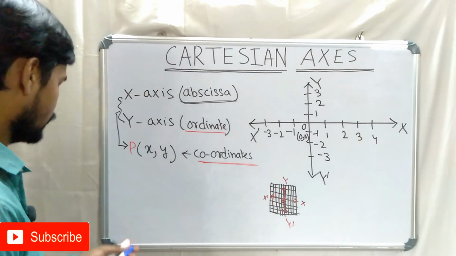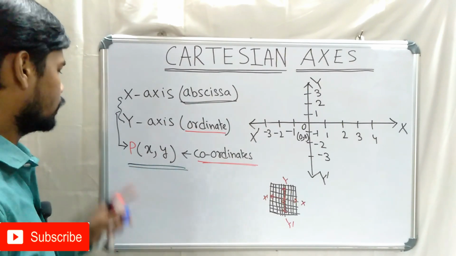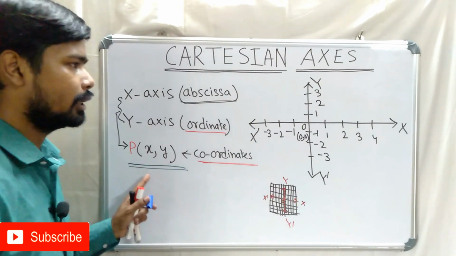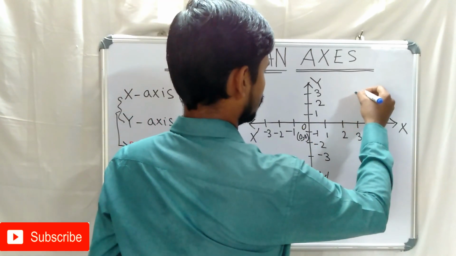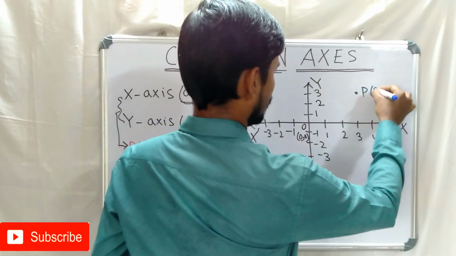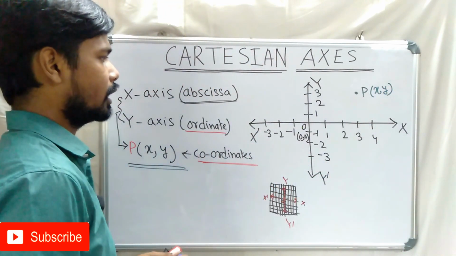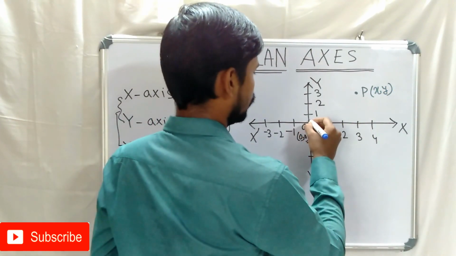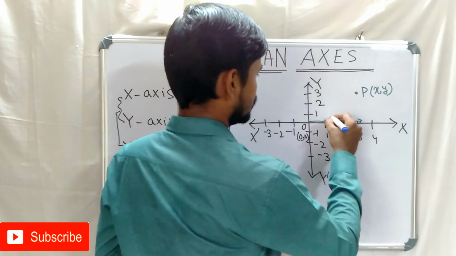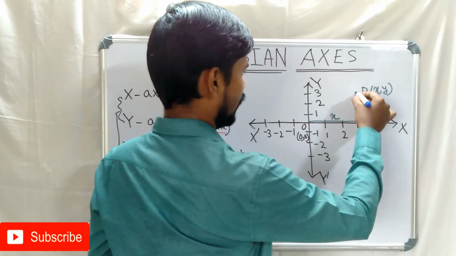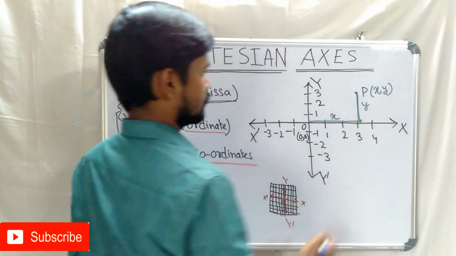Now how to plot any point with its coordinates? Say I am taking this point P with coordinates (x, y). Then along the x-axis we have to go from the origin x distance, and along the y-axis we have to go y distance.